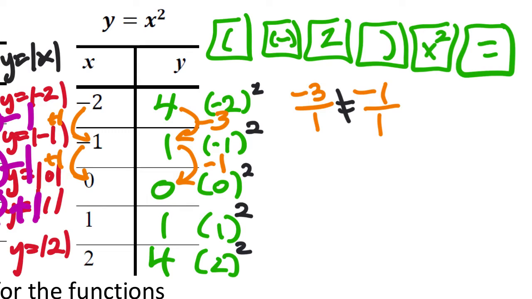So that's the rate of change between the 2 points. And they are not the same. As soon as they're not the same, for the rate, automatically, it is not linear.